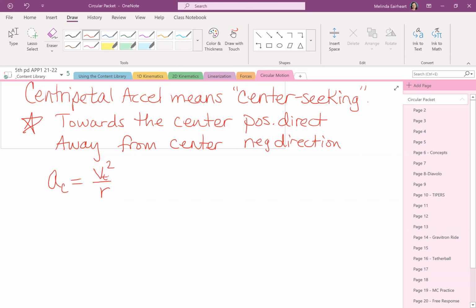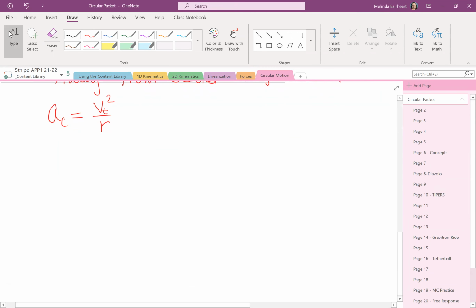Now, there's a couple ways to do this. Okay, I'm going to show you the proportional way to get it, but there's a similar triangle approach. To me, that takes a little longer. And so bear with me. First, we're going to look at how you get that VT squared. For the first part, let's look at how AC, centripetal acceleration, is proportional to VT squared.